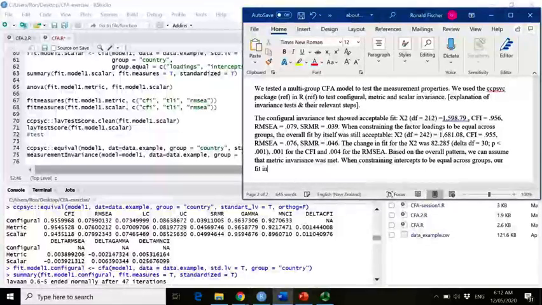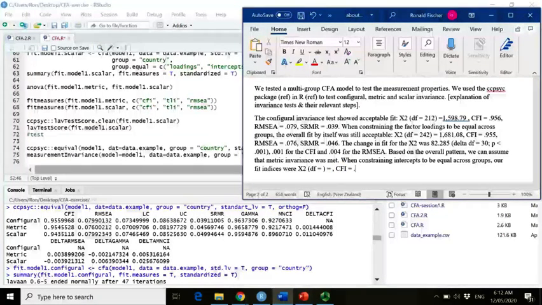our fit indices were, we need chi-square with the degrees of freedom. We will get that in a minute. CFI is 0.944. RMSEA is 0.0799.